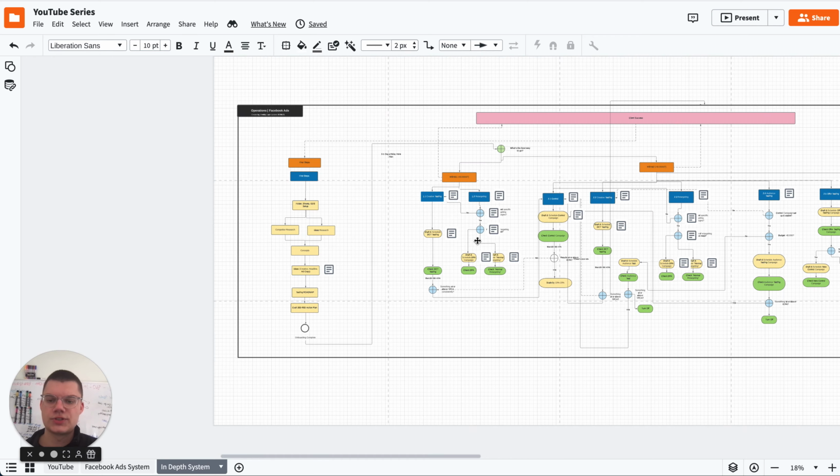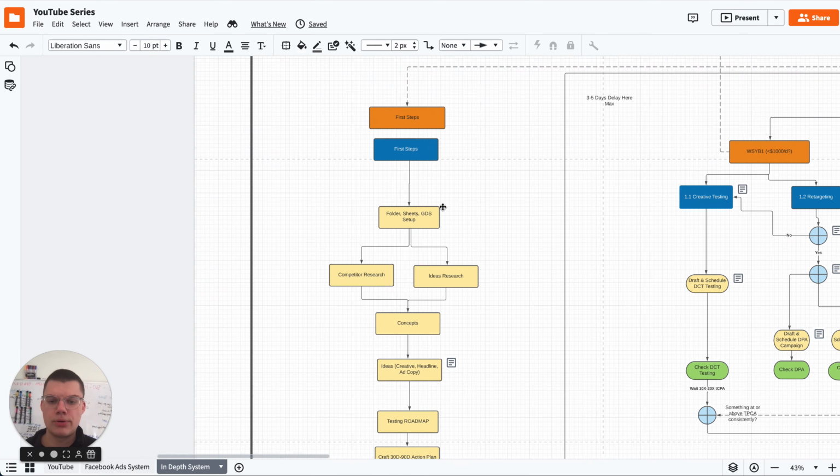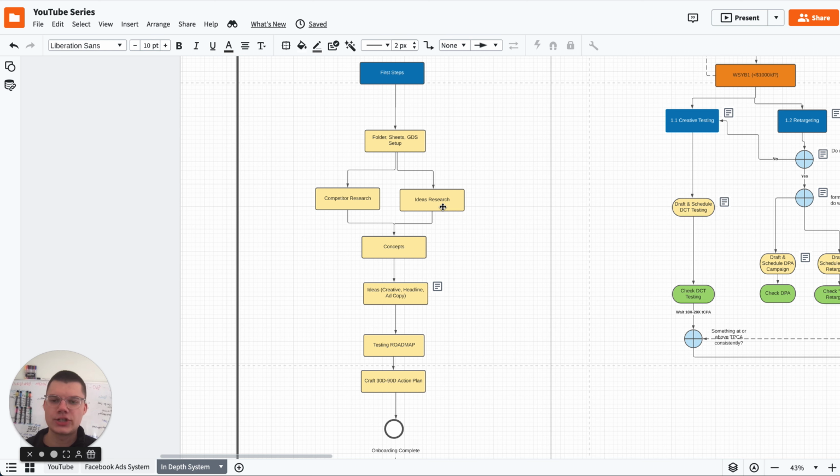For example, especially if you're just starting out, first steps are super, super important. Doing competitor research, for example, doing your own research for ideas, coming up with a testing roadmap, coming up with a 30 to 90-day action plan of stuff that you want to test, where you think this may work.